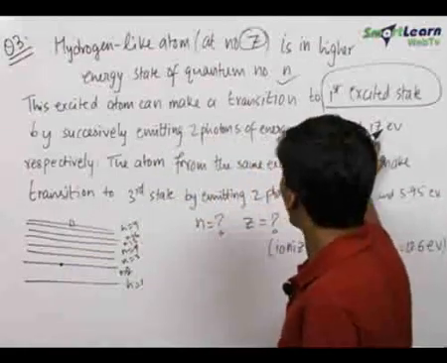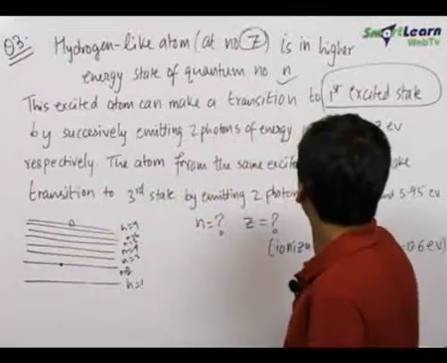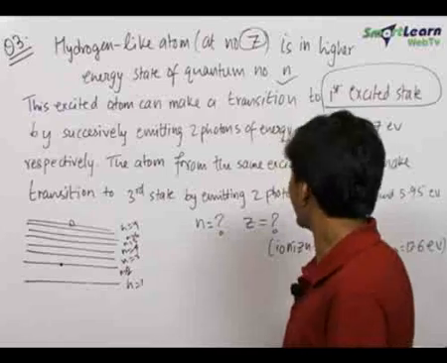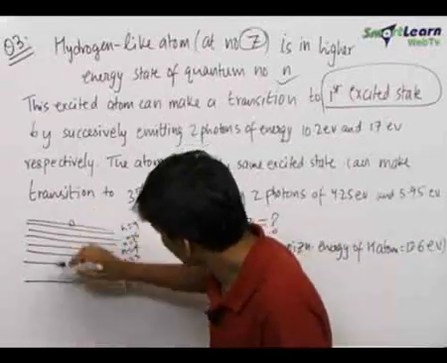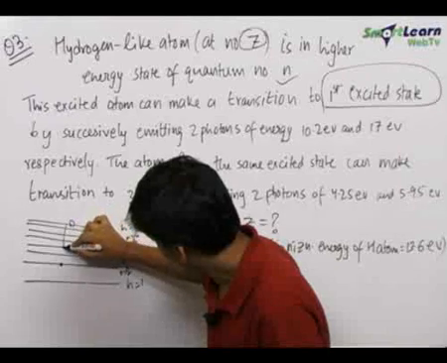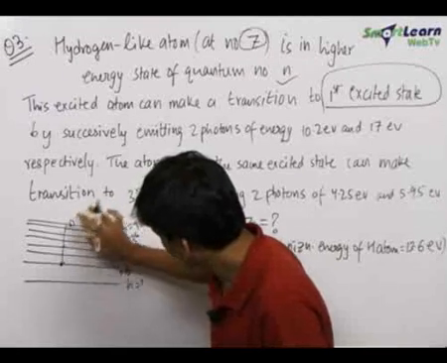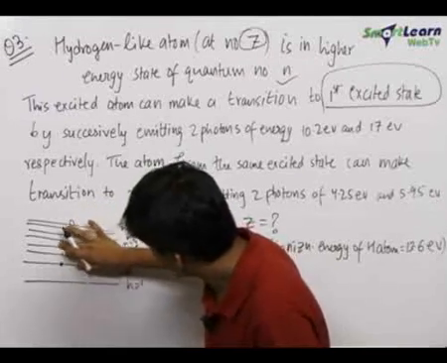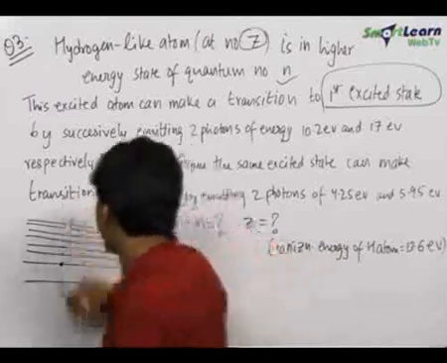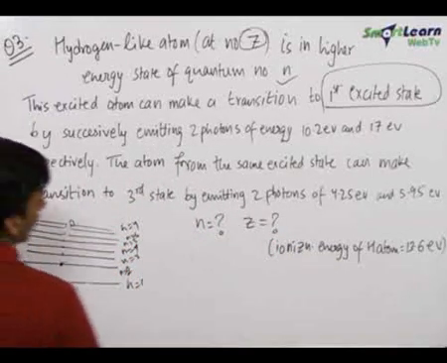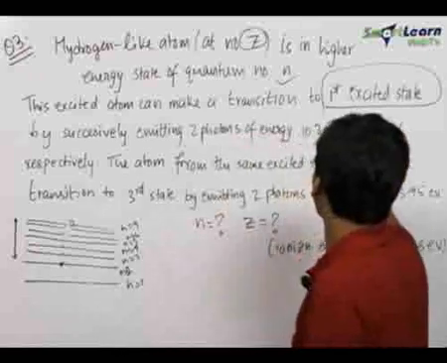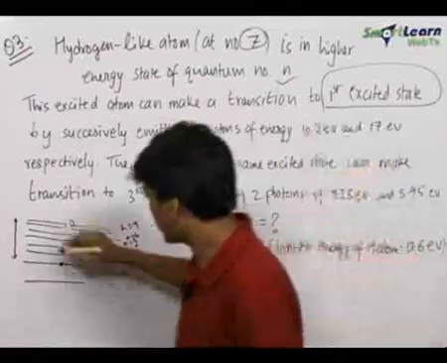by successively emitting two photons of energy 10.2 electron volt and 17 electron volt. That is, it emits two photons. Let it be something like this. The total energy difference between these two states comes out to be equal to 10.2 plus 17, that is equal to 27.2 electron volts.